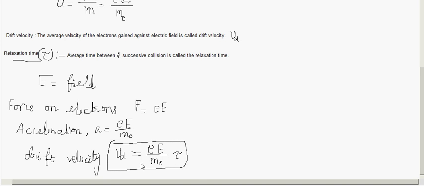Next we will see the relation between drift velocity and electric current.